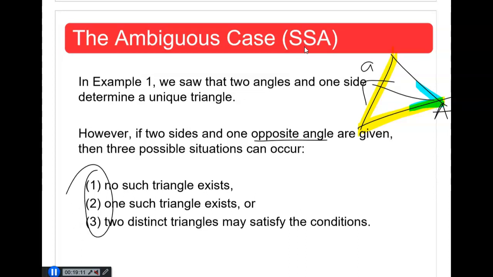One is that no such triangle exists. It's just impossible based on the measurements. Second is that you have one solution, one triangle exists. And the third one is that two distinct triangles could satisfy the conditions.